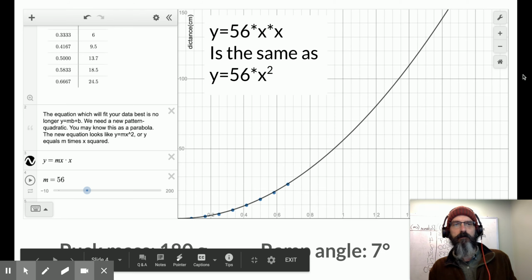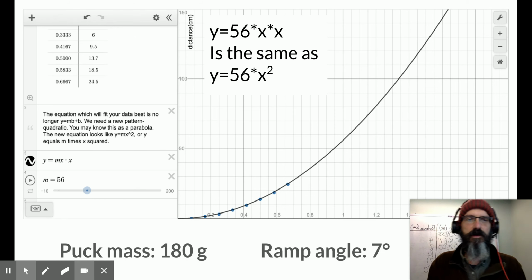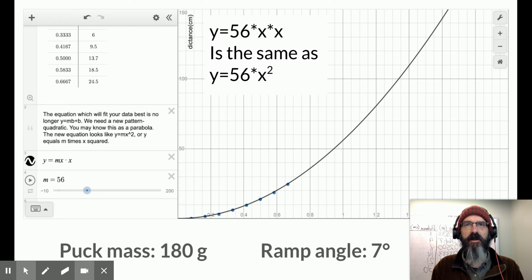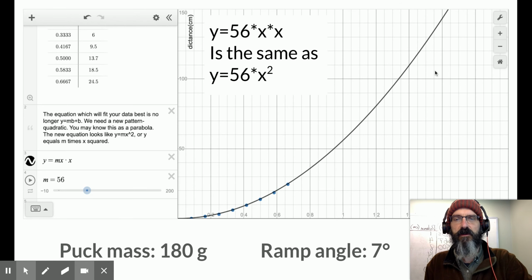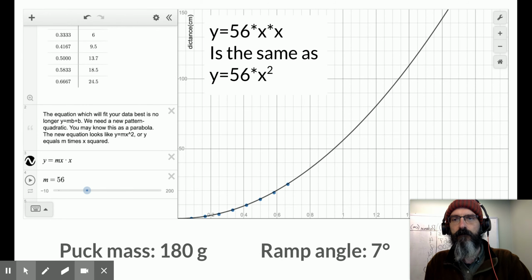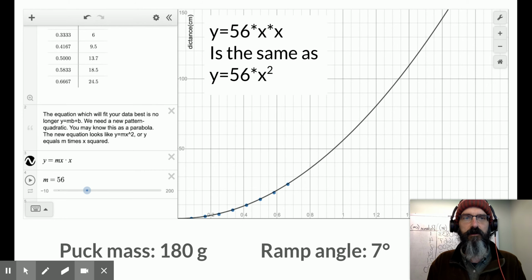Okay, so by now you should have generated a graph using the data you got from Pivot of a puck sliding down a ramp. Your graph should have data points, which we can see down here in this graph. It should have a line of best fit, which we can see traveling up in a curve there. And so here we see one of your fellow students' graphs.